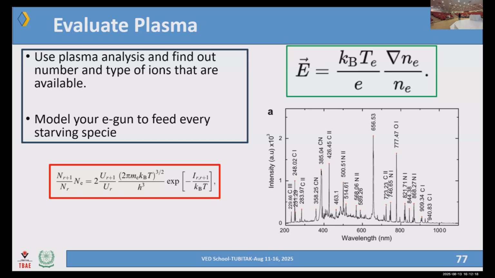So you will devise an electron gun which will not be an overkill, which will not be a starvation either, but will cover this equation. This equation is actually helping you to model the electron gun to feed every starving species. Once you have fed it, it will be okay. So the plasma will have enough electrons to get neutralized and the thruster should work. So this was a very quick overview of the electron sources that are needed.